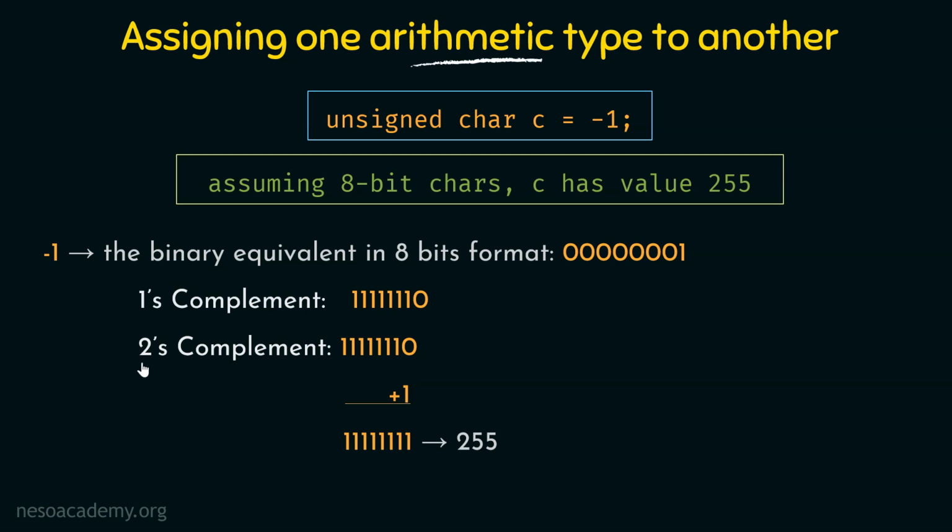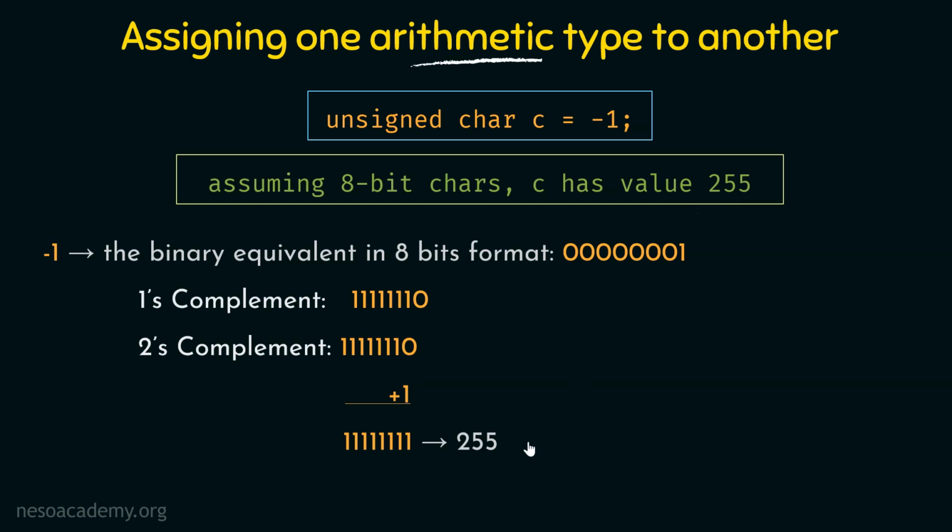Now in order to get the 2's complement, we need to add 1 to it. So when we add 1 to this 1's complement that we got, we get the value 11111111. Now if you convert it back to decimal, we get the value 255. So this unsigned char C equal to -1 will have the value 255. So C will hold the value 255.